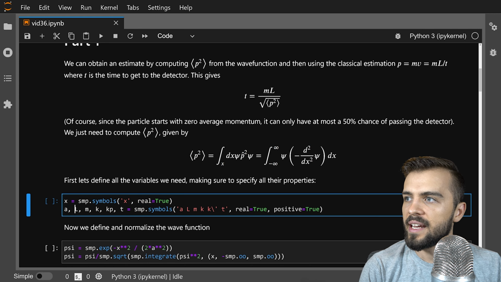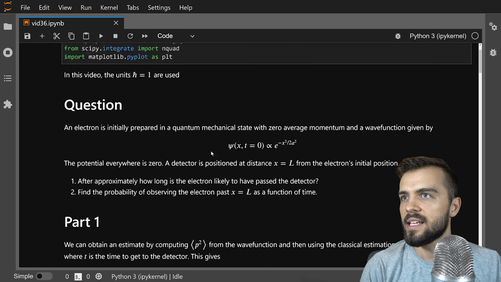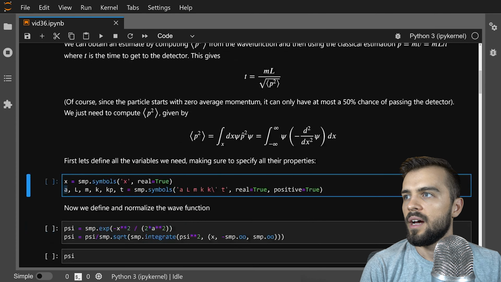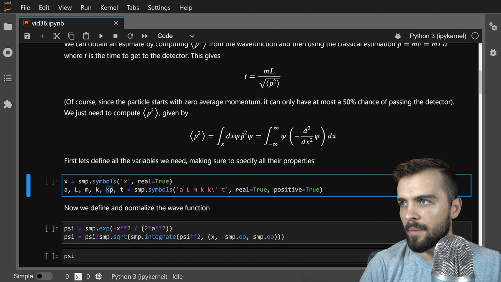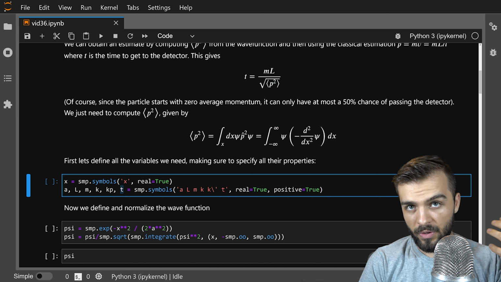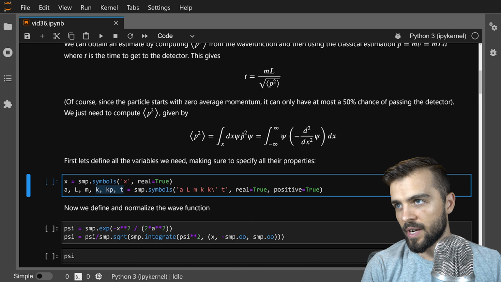And then I define A and L, where A is the width of this Gaussian. L is the length of the detector, M is the mass of the particle. And I'm going to define K and K prime and time here. This is for later on, so ignore these for now. But the main thing that we need for this is A, L, and M, and they are all real variables and they are all positive.